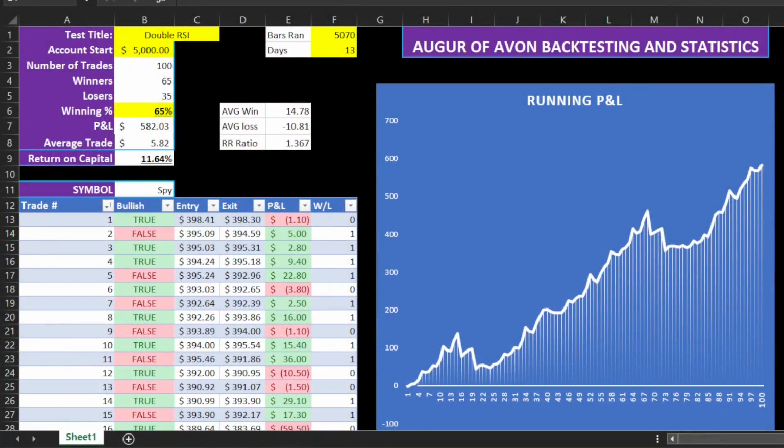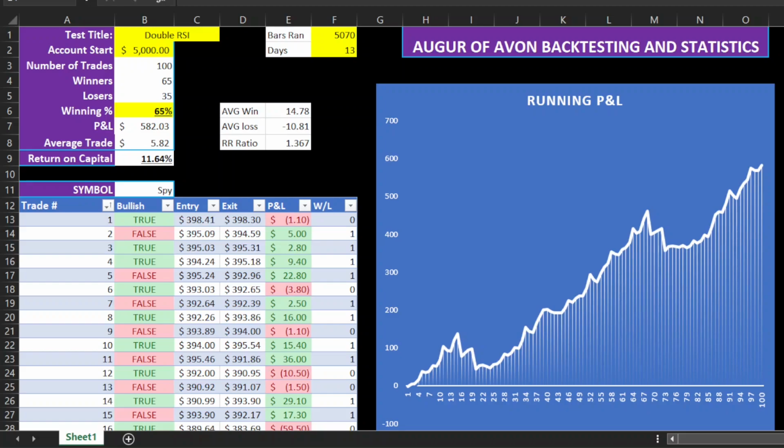And welcome back. We finished the test, and you can see it did really well. It started off with $5,000, enough to buy 10 SPY shares or sell them. We ran it for 13 days or 5,070 bars. We had an average win of $14.78, an average loss of $10.81 for a risk to reward ratio of 1.367.